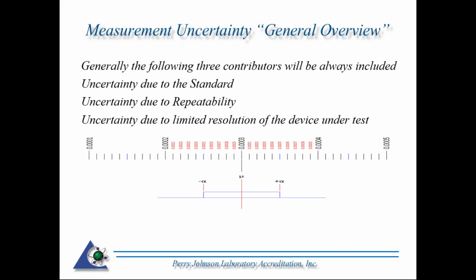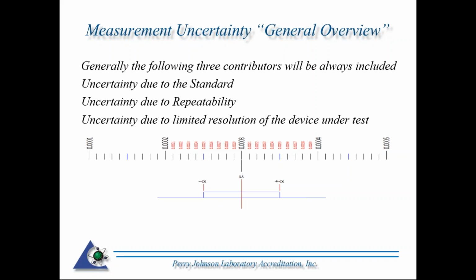Generally, and I like to call it the big three when I'm looking at budgets, I'm always looking for these three components. You're always going to have your uncertainty due to your standard, i.e., that's the traceability. Where is your standard calibrated? There's an associated uncertainty with that. Typically, you need to look, and like I said, most of the time these are a K factor of K equals two. You need to assure that that is in fact the case because that's going to affect how you quantify that particular component for uncertainty. We just went over that you're going to have uncertainty due to repeatability. If you recall, I like P14, you're required to include that in your uncertainty estimation. And then we're always going to have, typically, uncertainty due to limited resolution of the device under test.